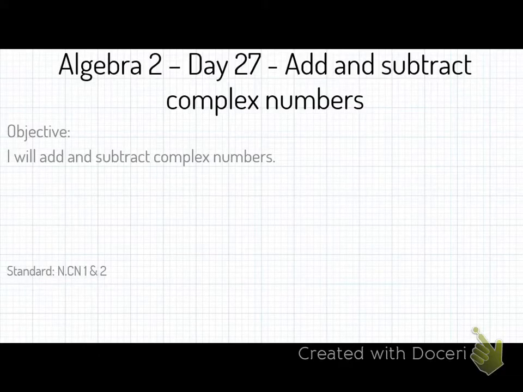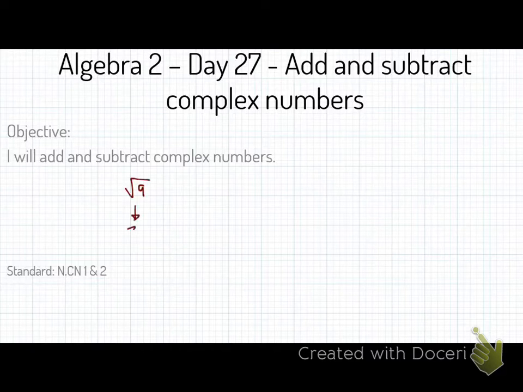Well, this is lesson 27 or day 27, add and subtract complex numbers. This is the lesson for Tuesday. We've talked about how to simplify negative radicals. So, for example, we used to have square root of 9.